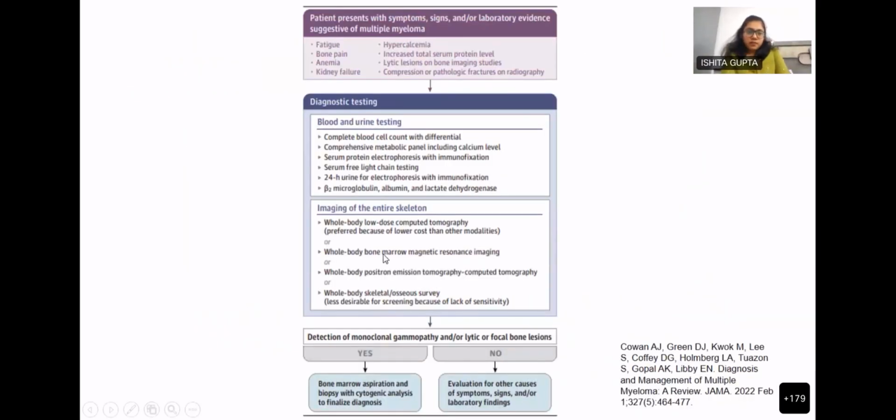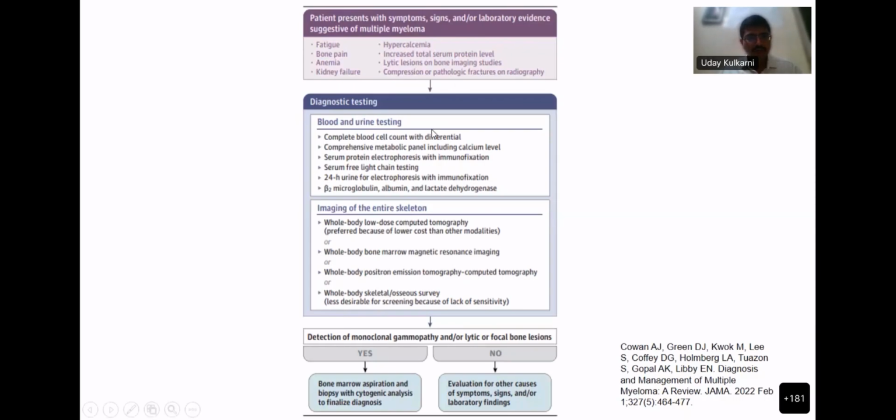So when we see these patients in the clinic, some of these patients would present with fatigue, bone pain, anemia or kidney failure. Some of them may have symptoms related to hypercalcemia. Some of these peculiar symptoms would include increased total serum protein, sometimes causing hyperviscosity symptoms, wherein they have slowness of mentation, and behavioral changes can happen. When the M protein, the monoclonal protein, is very high in concentration, these symptoms can occur. Patients can have lytic lesions on bone imaging, or very commonly we see compression fractures in the vertebrae.